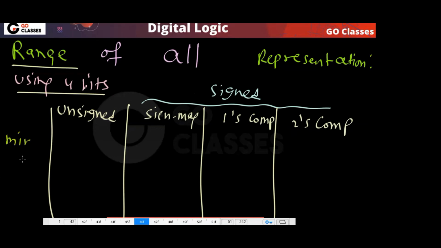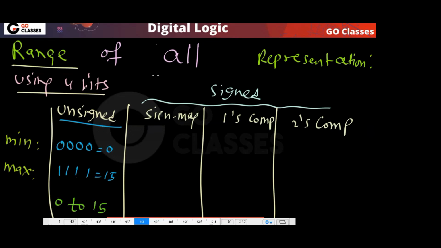What is the minimum, and what is the maximum? In unsigned, if your number is unsigned, then the minimum will be 0 and the maximum will be 15. So the range is 0 to 15. This is the range.